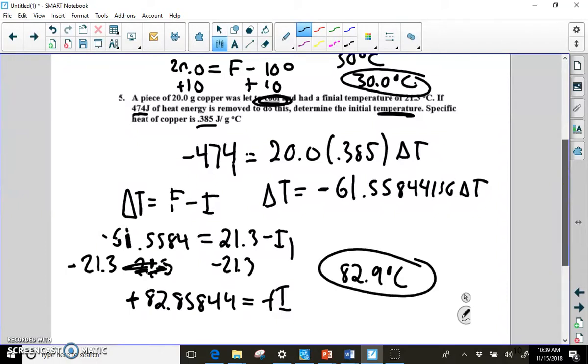Now, when doing this, it might make sense to check that your answer makes sense. So, for example, it had a final temperature of 21.5, and we're cooling it, so it makes sense that the initial temperature would be higher if we're cooling it. Sometimes it helps because the algebra here, you can lose negative signs. So sometimes it helps to look at the end of the problem and see if the answer makes sense.